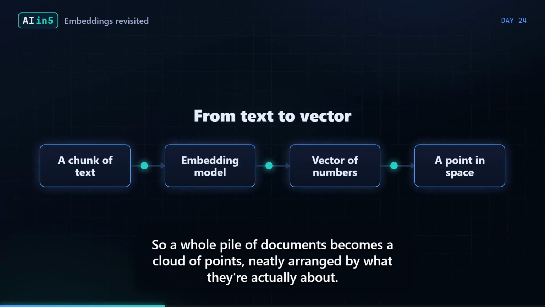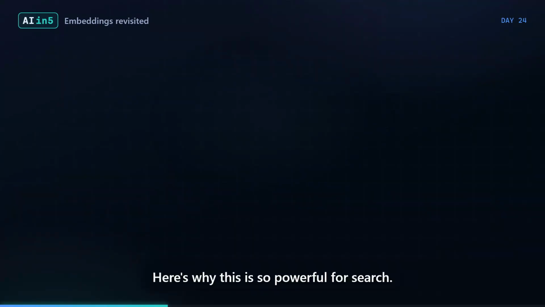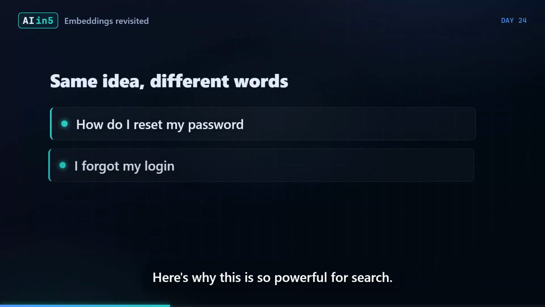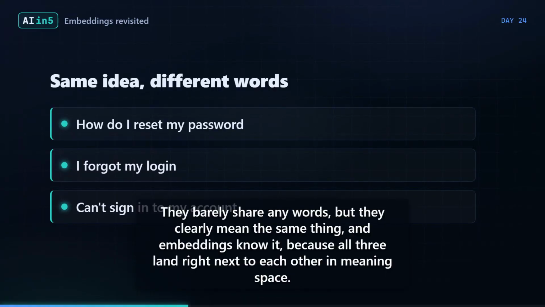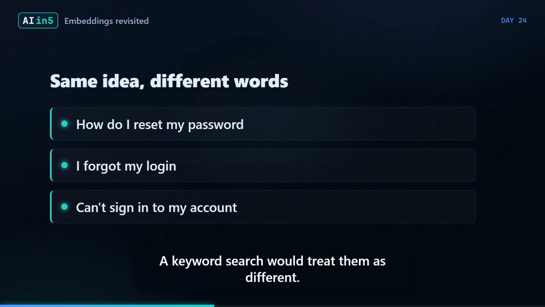Here's why this is so powerful for search. Look at these 3 phrases. How do I reset my password? I forgot my login. I can't sign into my account. They barely share any words, but they clearly mean the same thing, and embeddings know it, because all 3 land right next to each other in meaning space. A keyword search would treat them as different. Embeddings treat them as siblings.